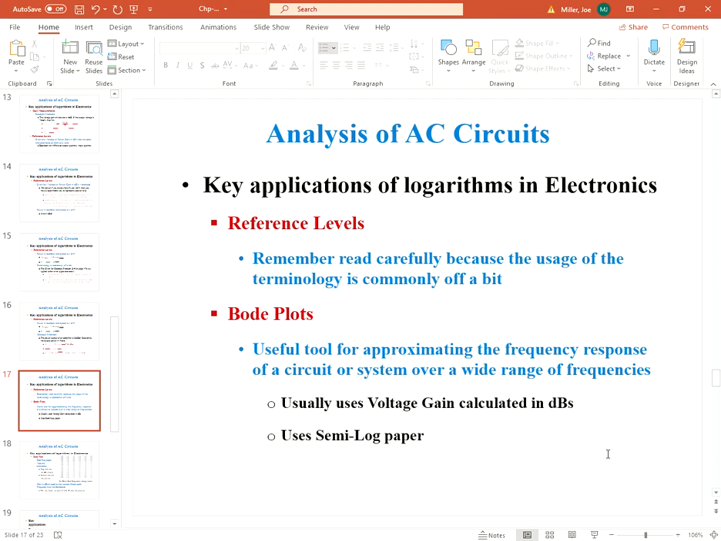Now let's look at another use for logarithms in the analysis of AC circuits. One is a graphical method. It involves plotting on a specific type of graph paper along with calculating the gain in dBs. Bode plots are a useful tool for approximating the frequency response of a circuit or a system over a wide range of frequency. Usually uses voltage gain calculated in dBs and semi-log paper.